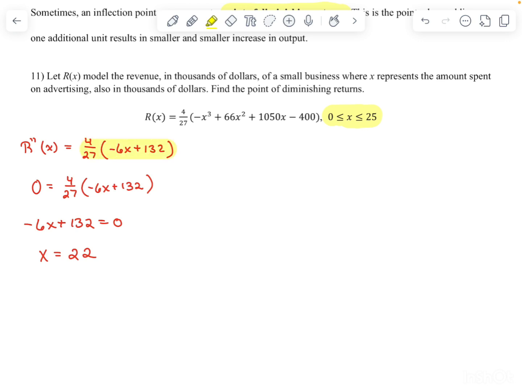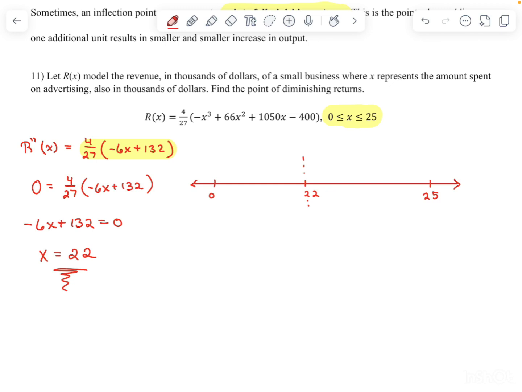Since the second derivative is a linear function, it is defined for all values of x, which means that the second derivative will never be undefined. Therefore, the only potential location of an inflection point is at x is equal to 22. Now to create a number line.